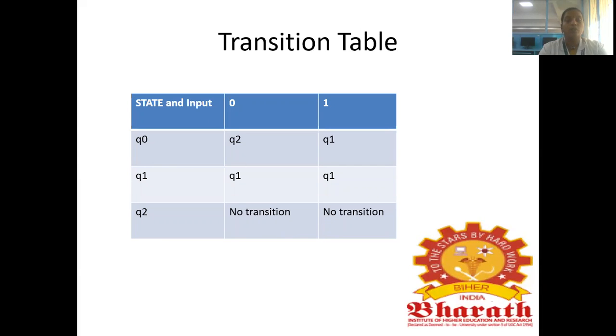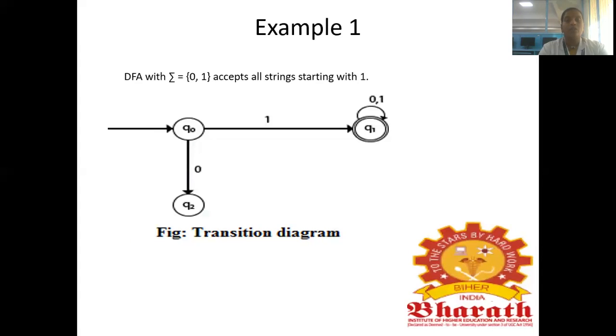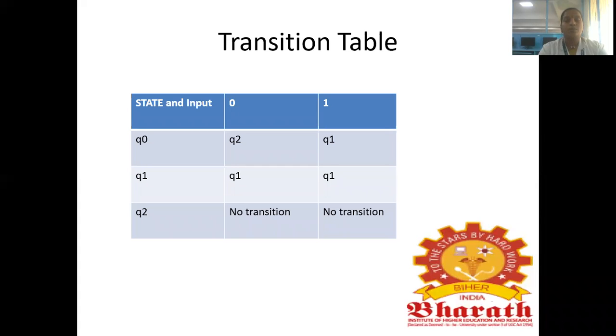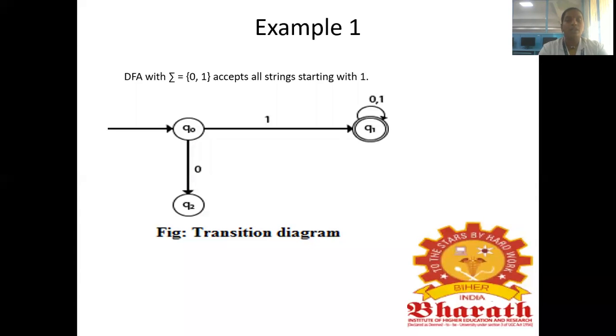From Q0, on input 0, it transitions to Q2, so I put Q2. Next, for input 1, the one symbol transitions to another state. From Q0 to Q1, the transition on the symbol 1, so I draw that transition from Q0 to Q1 and put Q1.